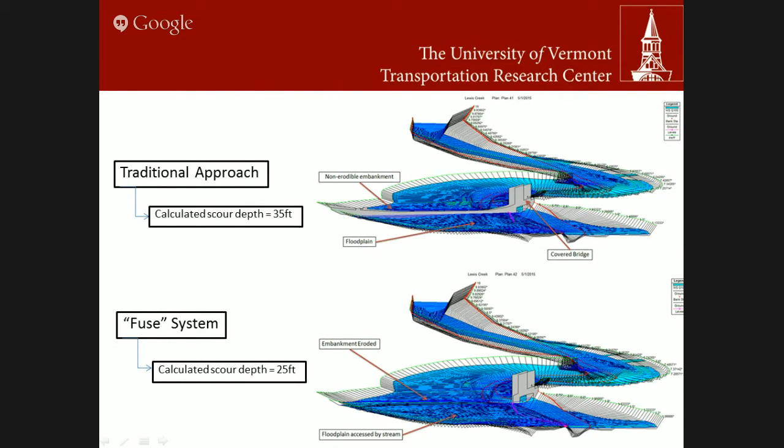So we decided to focus more on the relative drop in scour based on our design rather than the absolute numbers. And then with the fuse system, we were able to calculate a scour depth of 25 feet, representing a 10-foot drop in overall scour depth, which is huge, and which also really nicely correlates with our physical model. Our physical model wasn't of this bridge, but it was nice to see that both the computational and the physical models more or less matched up.